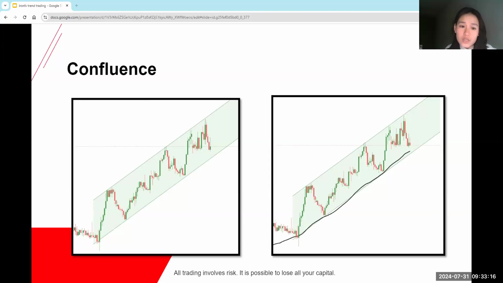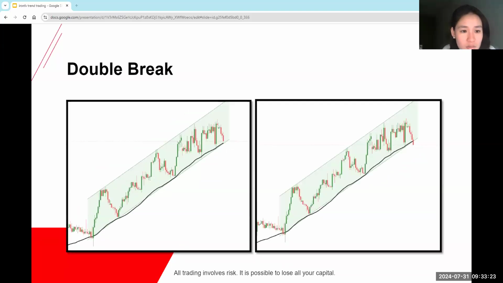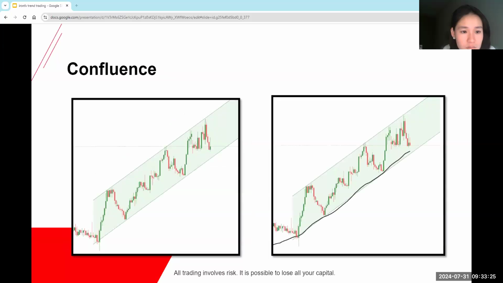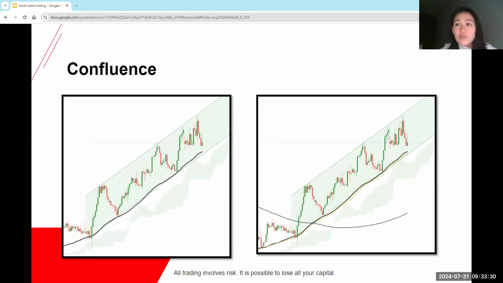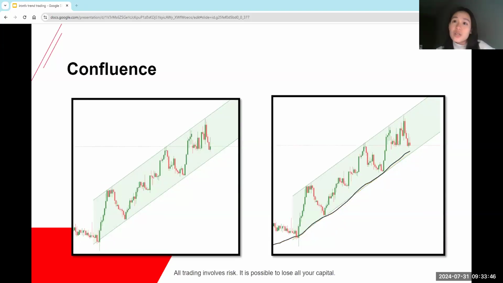Next is confluence. Okay, these two slides are pretty much the same. Confluence basically involves using all of the methods that we've gone through so far, or all of the indicators that we've gone through, to come to a conclusion. Yeah, that's basically what we call confluence.